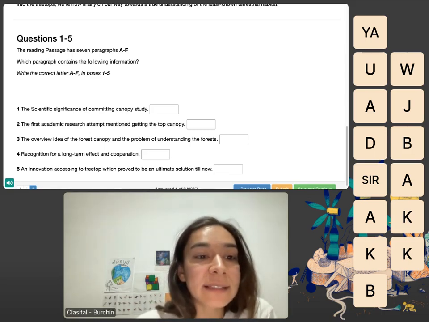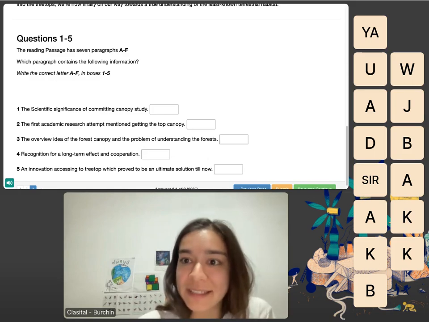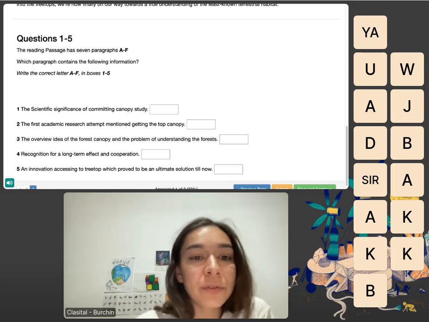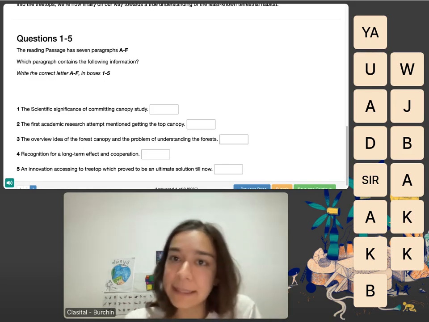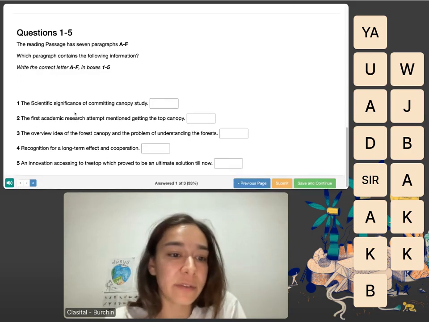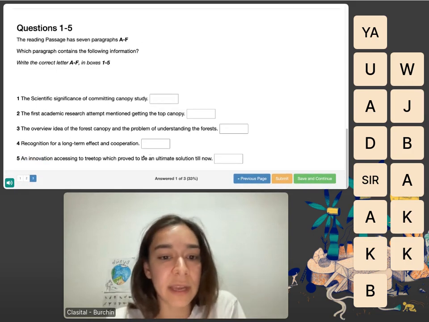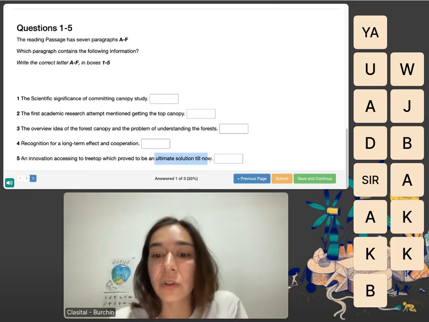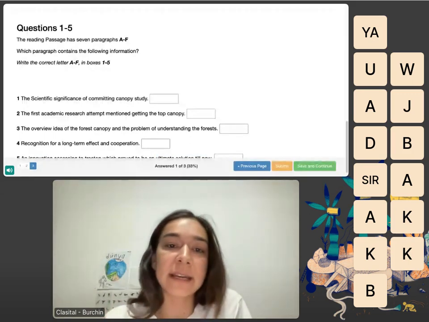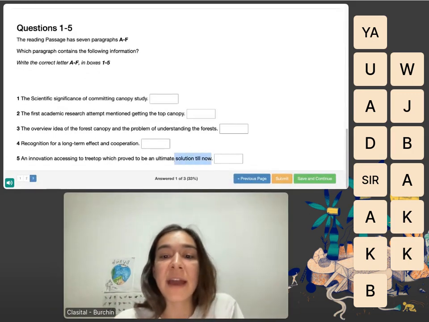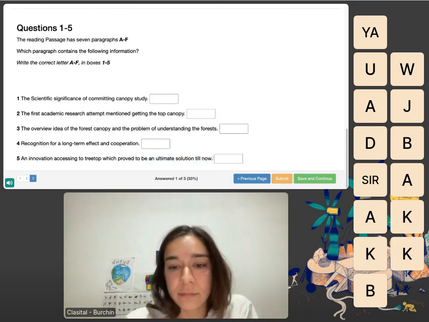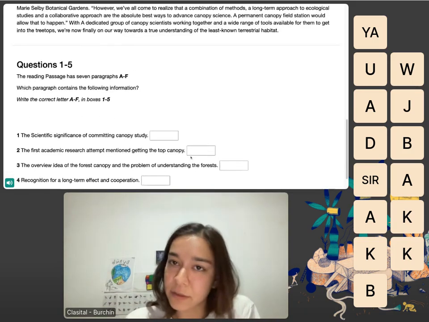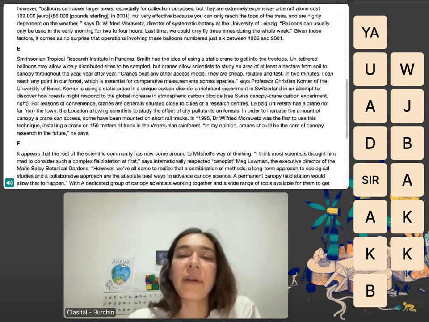And innovation as accessing the treetop, yes, this is it, which proved to be an ultimate solution till now. This is nice too. I have many keywords here. And innovation, okay. The ultimate solution till now. This is nice too. I can use them as my keywords. Let's go to the paragraphs.